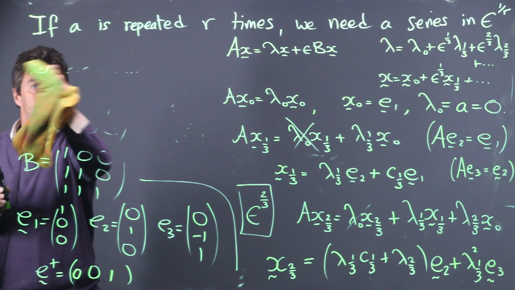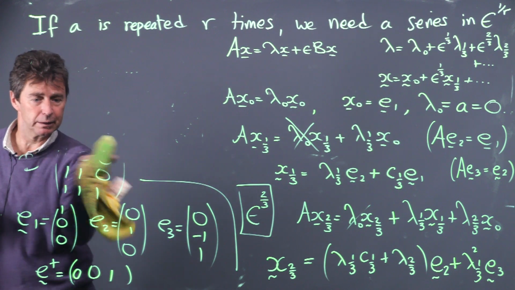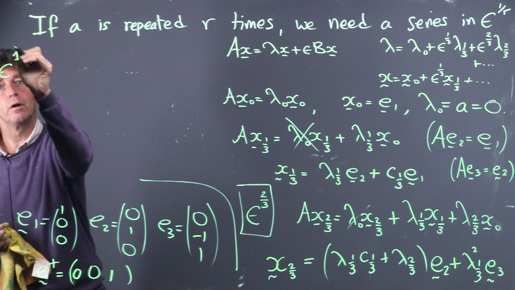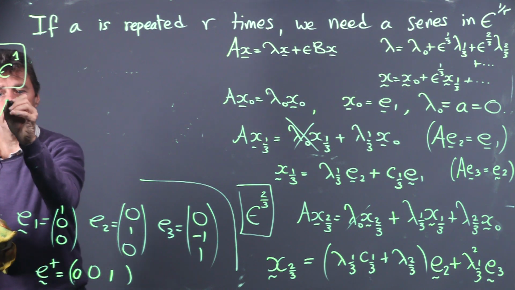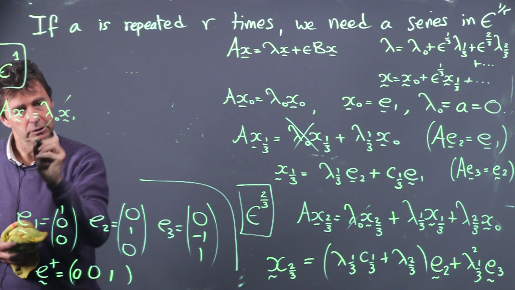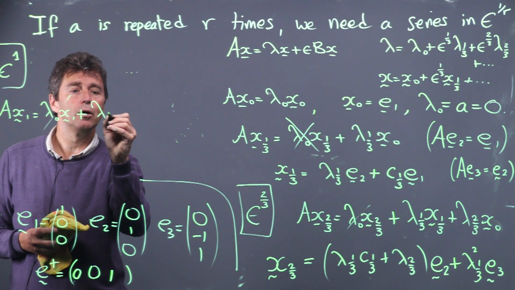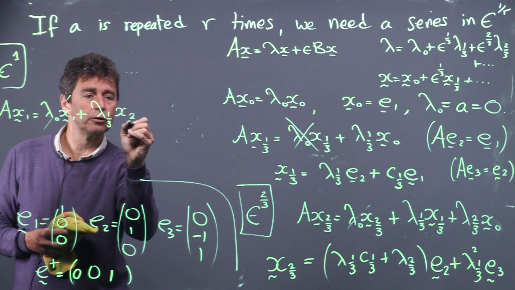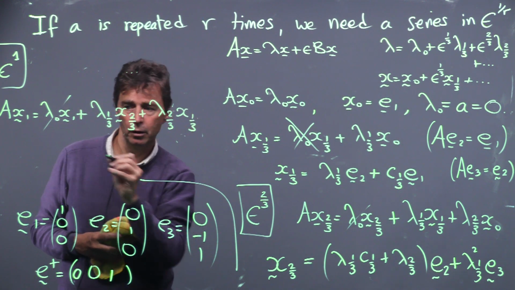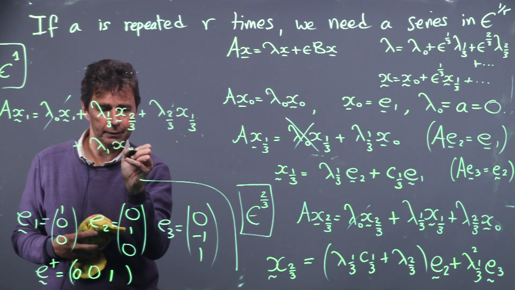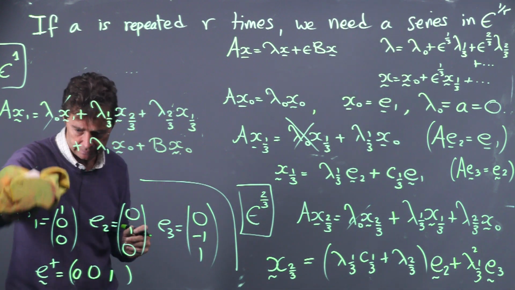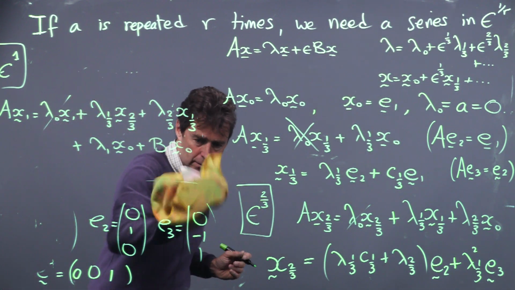And in fact, the perturbing term has still not appeared. It's only when the perturbing term appears that I'm going to need to do something. So let's go to epsilon to the 1. That's where it all appears. I get A x1 equals lambda naught x1, which is 0. Then I get lambda 1/3 x 2/3 plus lambda 2/3 x 1/3 plus lambda 1 x naught plus B x naught. So I get all of those puppies.